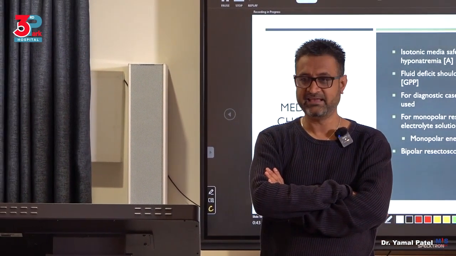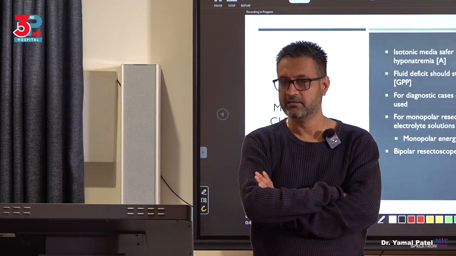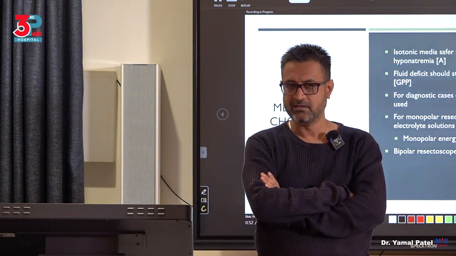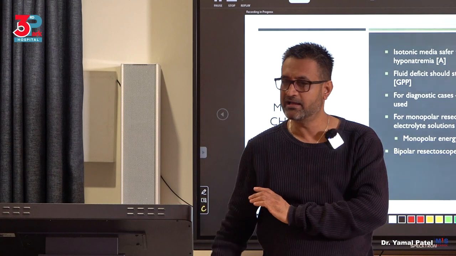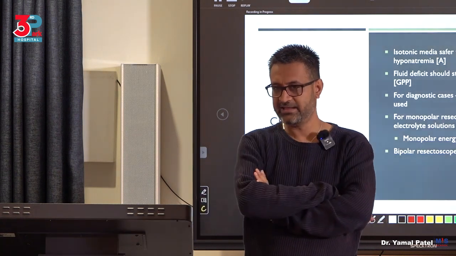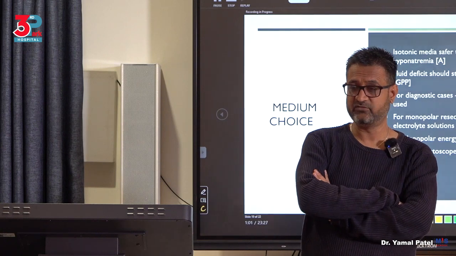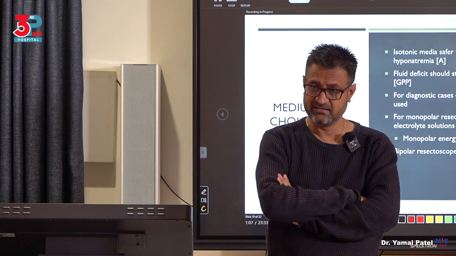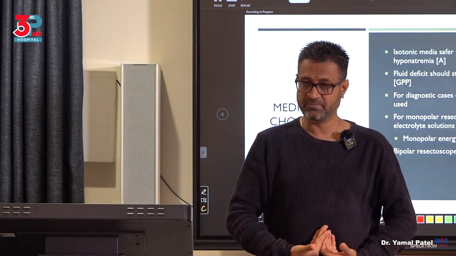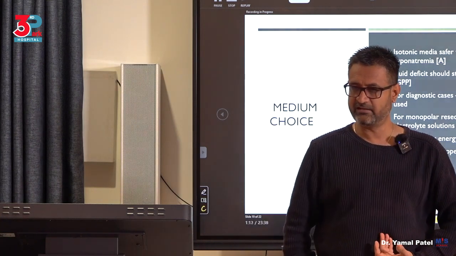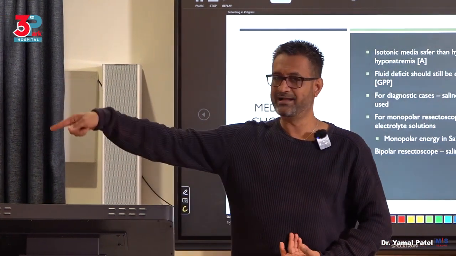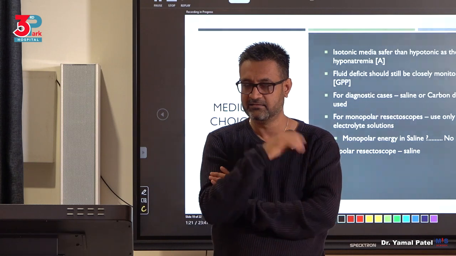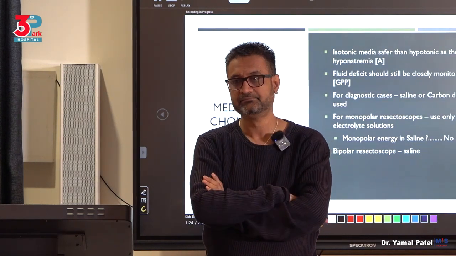Saline has electrolytes, okay? It has sodium, it has chloride. If I use monopolar energy in that, what does monopolar energy require? It requires a return plate to take the electricity back to the machine to complete the circuit. So when I use saline, I will be pushing electricity into the patient, and it will be looking for the return plate to go back to the machine. So what will happen if I activate monopolar inside a patient in the uterus with saline?